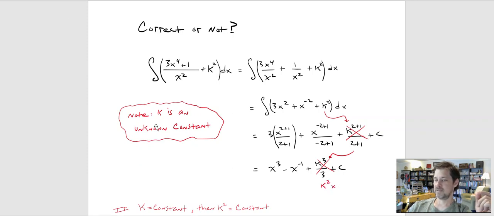Because k is a constant, k squared is therefore also a constant. Our rule gives us the fact that the indefinite integral of a constant squared is that constant, whatever it happens to be, k squared in this case, times x. So my final corrected answer is going to be x to the 3rd power minus x to the minus 1 power plus k squared x and then plus c. So that's what it should be. Note my corrections there, note what I crossed out, consider my reasons for it, and consider that this is the way that it should have been from the beginning.